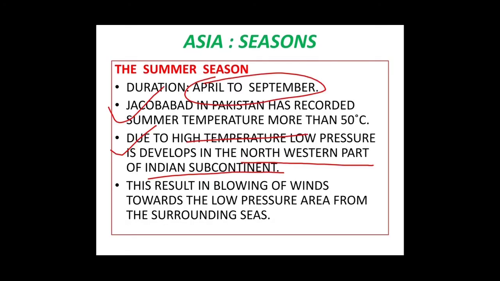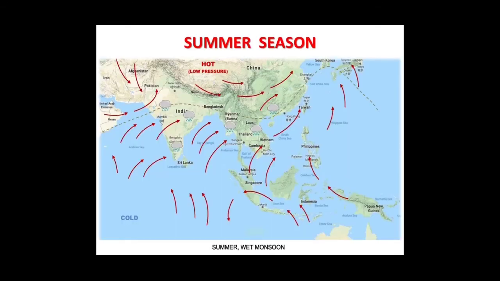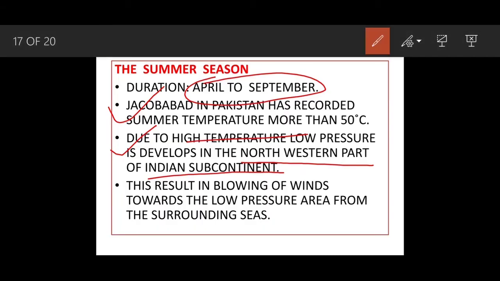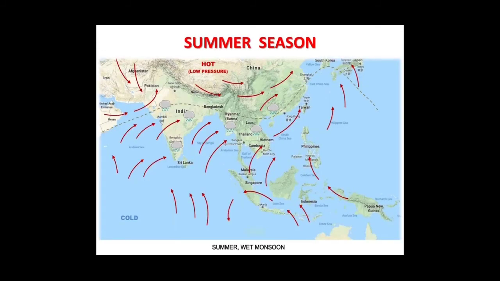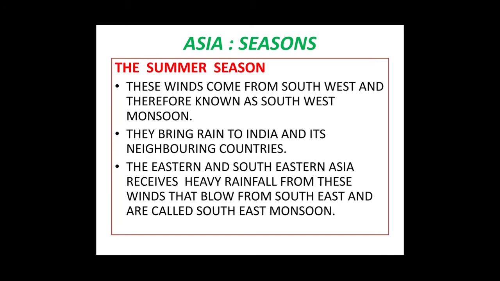Now we come to the next point. So this results in the blowing of wind towards the low pressure area from the surrounding area. So this is what I told you, because the land has become very hot and developed low pressure, the wind will blow from sea to land, from the Indian Ocean towards the continent of Asia. So I hope this is clear. Let's proceed. This is the map. There are more facts.